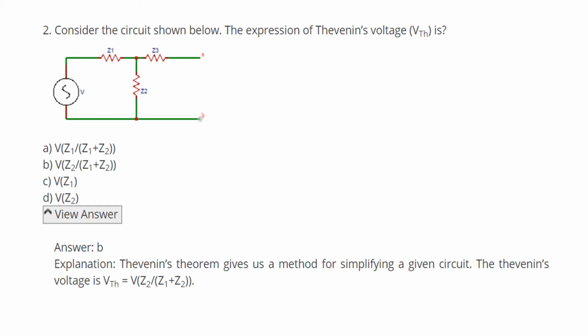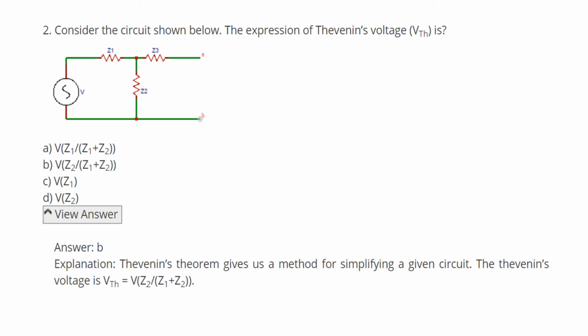Next is a numerical on Thevenin theorem. Consider the circuit shown below. The expression of Thevenin's voltage VTH, by this diagram, options are A, V into Z1 upon Z1 plus Z2. B is V into Z2 upon Z1 plus Z2. C, V into Z1. D, V into Z2. The correct answer is B.